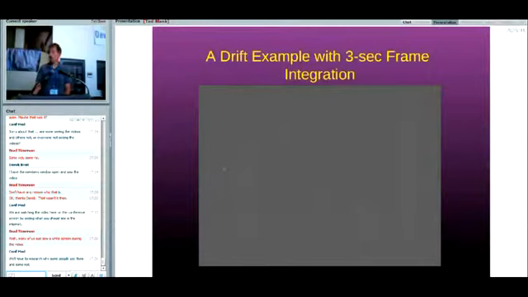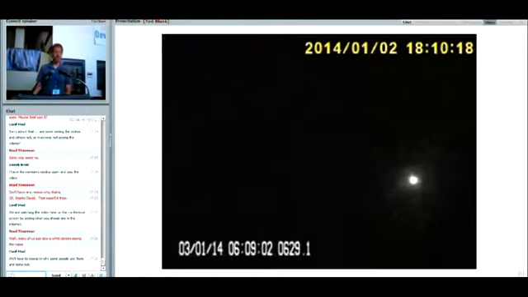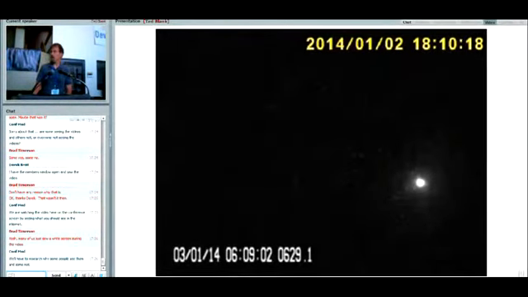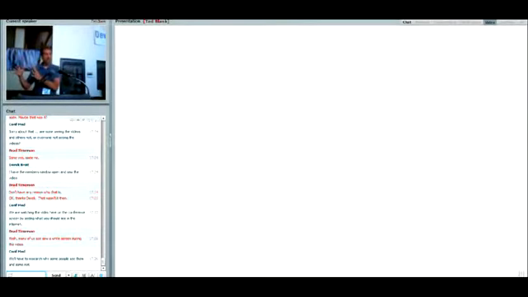Next slide please. So my colleague Ernie came up with this brilliant technique, which I'll describe. Here's a video example of a 3-second frame integration, in which the stars are integrating for 3 seconds, and then they drift, they jump, they streak. Another 3 seconds, they jump and streak again. You'll see on the video.